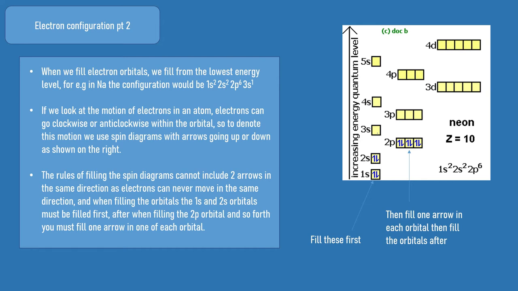When we talk about electrons in an atom, electrons are not static but move in a clockwise or anti-clockwise motion across their respective orbital, which chemists represent using arrows going up or down, also known as spins in spin diagrams. The rules for displaying spin diagrams are filling the 1s and 2s orbitals fully with one arrow going up and one down first, and then for all the other energy levels, filling one of each orbital with one arrow going up or down, then filling the orbitals after with the remaining electrons you have left. A clear example of this is shown with neon on the right, abiding by these rules.